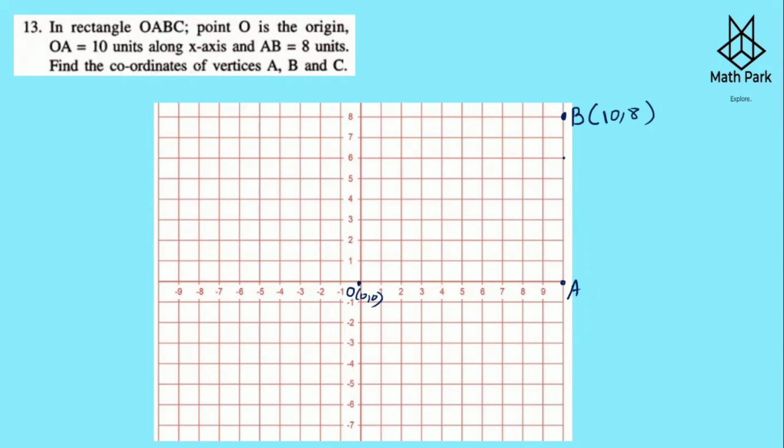Find the coordinates of the vertices A, B, and C. Coordinates of A are (10, 0), coordinates of B are (10, 8), and the coordinates of the next vertex C are going to be (0, 8). On the x axis it is 0 and on the y axis it is 8. So this is how the rectangle OABC works, and we found the required coordinates.